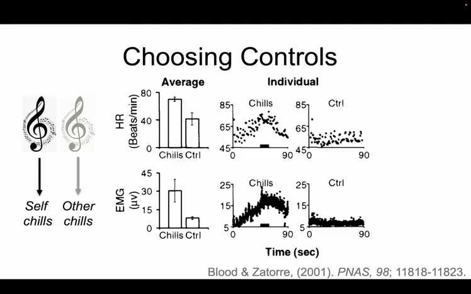To ensure that this control worked as intended, they measured heart rate, shown in the top panel, and EMG, which measures muscle tension on the bottom. The two bar graphs on the left show that both heart rate and EMG were higher on average for participants while listening to their chills up your spine music than somebody else's control music. The four graphs on the right show the heart rate and EMG responses from two individuals, and it's clear that the chills music increased both of these measures compared to control music, even though that same control music drove up another's heart rate and muscle tension.